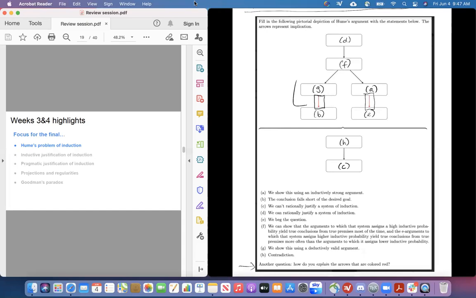So let's look at this one first, the deductive one. So why, if we try and use a deductively valid argument, are we falling short of the goal, or does the conclusion fall short of the goal?